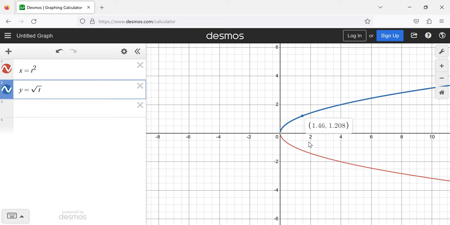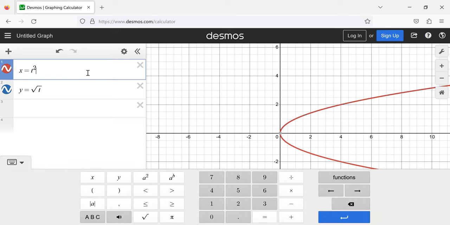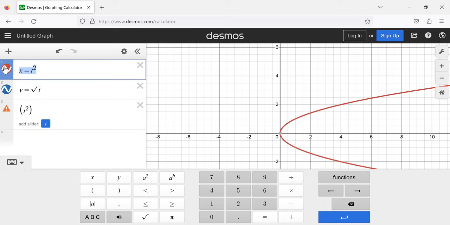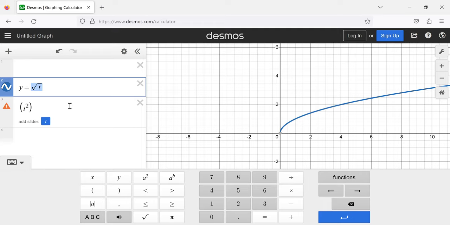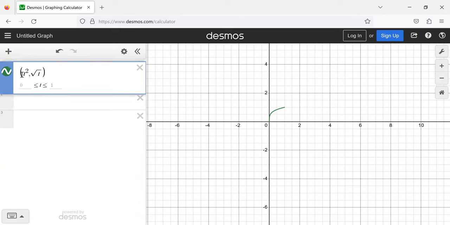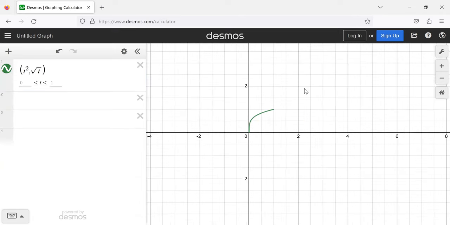Desmos is not cooperating, but I can make Desmos do what I want it to do. You can enter ordered pairs into Desmos. I can enter an ordered pair, and I can say I want the x to be t squared, and I want the y to be the square root of t. And if I do that, Desmos will generate the curve for me.